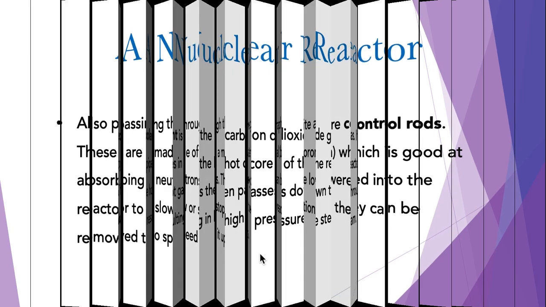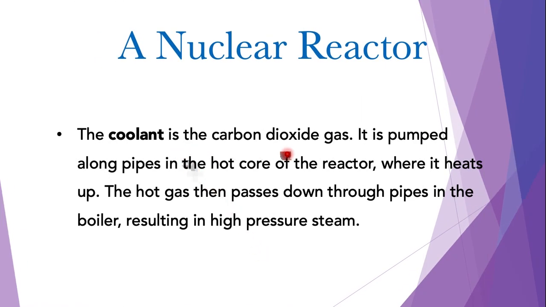Lastly, we have the coolant. The coolant is the carbon dioxide gas. This is pumped along pipes in the hot core of the reactor, where it heats up. The hot gas then passes down through pipes in the boiler, resulting in high pressure steam.